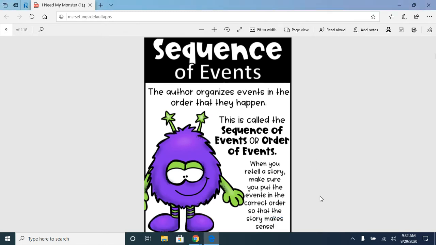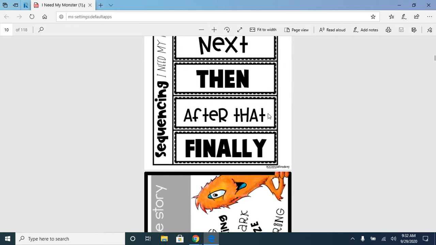This week's reading skill is sequence of events. The author organizes events in order that they happen. This is called sequence of events or order of events. When you retell a story, make sure you put the events in the correct order so that the story makes sense.